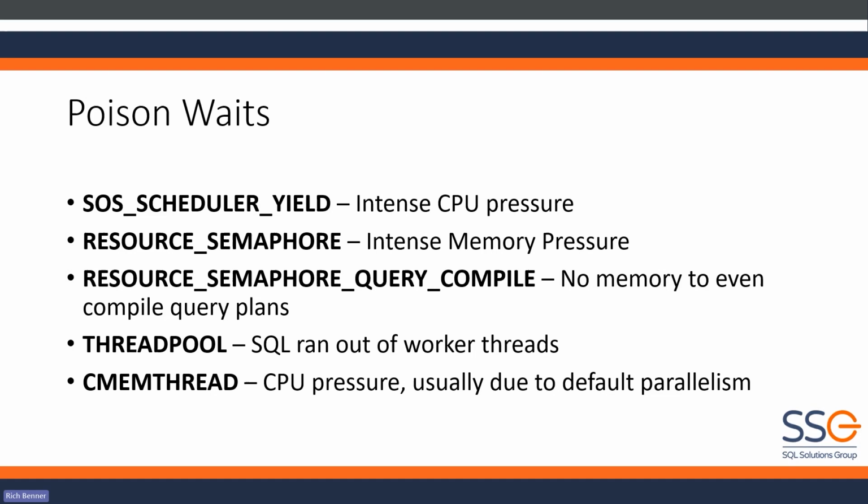Resource semaphore is the same thing, but for memory. So when a query needs to do any sort of operation where it stores data in memory, you'll see resource semaphore. A resource semaphore query compile is also memory pressure, but you can't even create a query plan for that query. For the resource semaphore, often what this is, you either have multiple or one huge query that are taking a very large memory grant. So the way that memory grants work within queries, and if you look at an execution plan, you'll be able to find the memory grant.